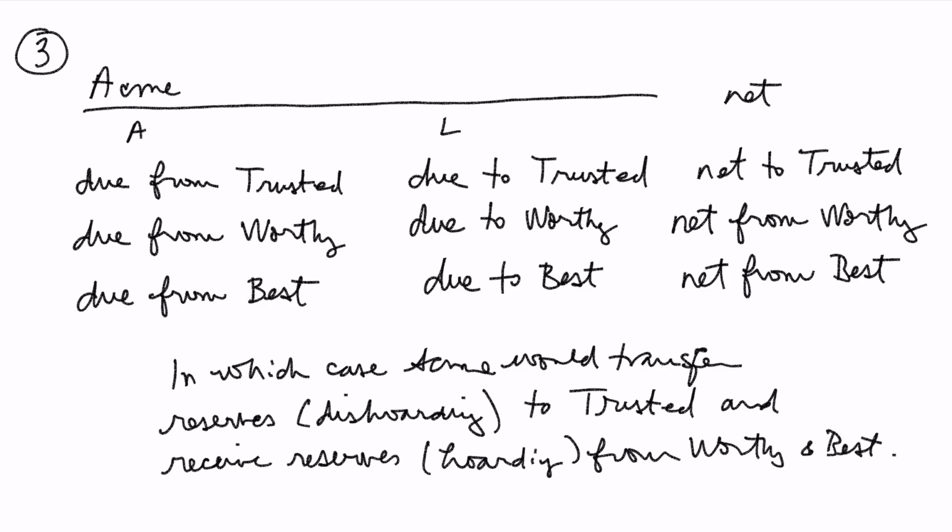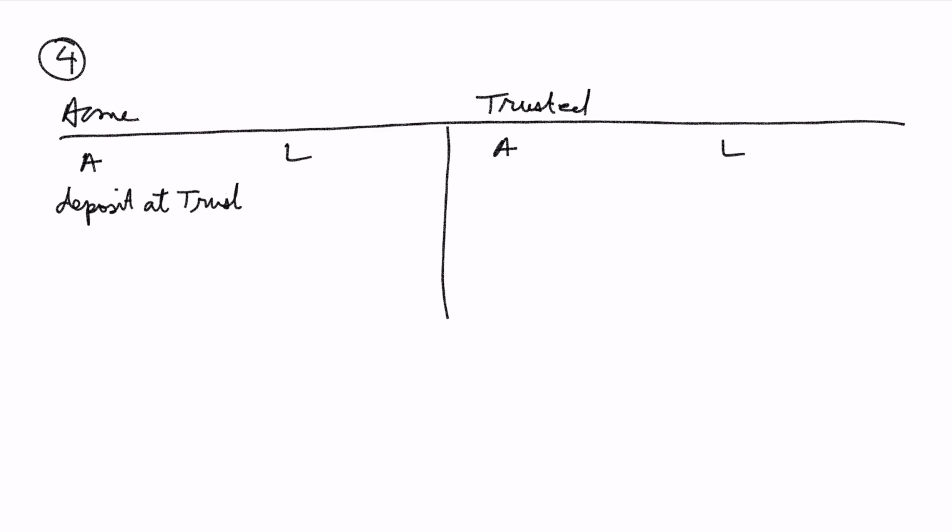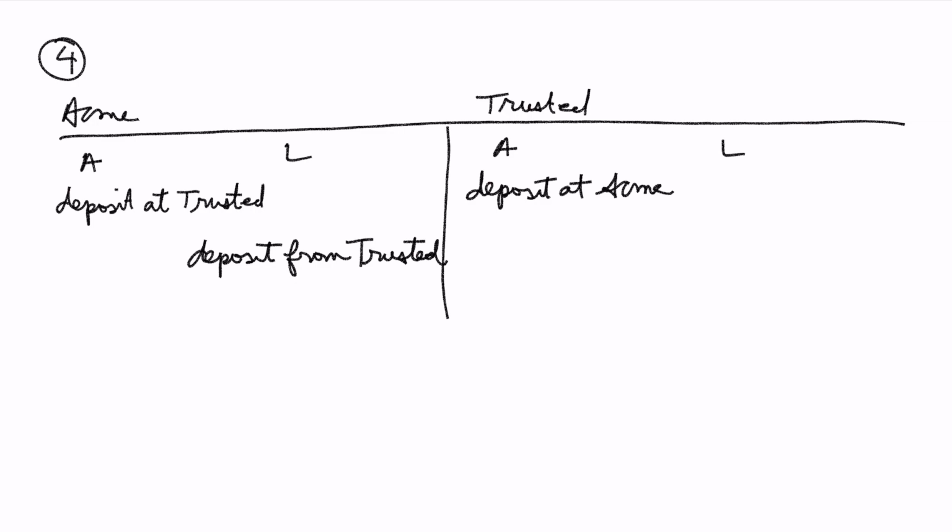But that's still a lot of rearranging of cash reserves. Could set up correspondent balance accounts, such that Acme has an account at Trusted, and vice versa. That would look like this. So an asset for Acme is going to be its deposit at Trusted. A liability for Acme is going to be the deposit held at its bank by Trusted. And the asset for Trusted is its deposit at Acme, and the liability is its deposit from Acme. Now this is essentially a standing swap of IOUs.